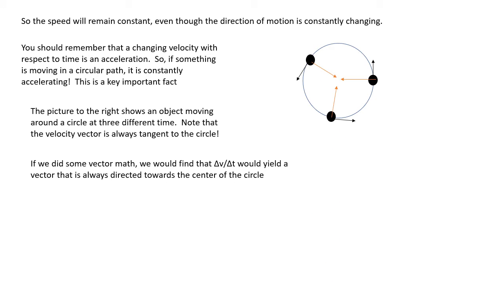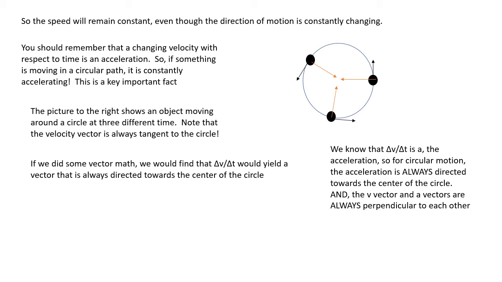Those red vectors show you the acceleration. If we did some vector math, you would find that delta v over delta t yields a vector that's always directed towards the center of the circle. Delta v over delta t is a, the acceleration. So for circular motion, the acceleration is always directed towards the center of the circle, and the velocity vector is always perpendicular to the acceleration vector. So they'll always form those right angles there.